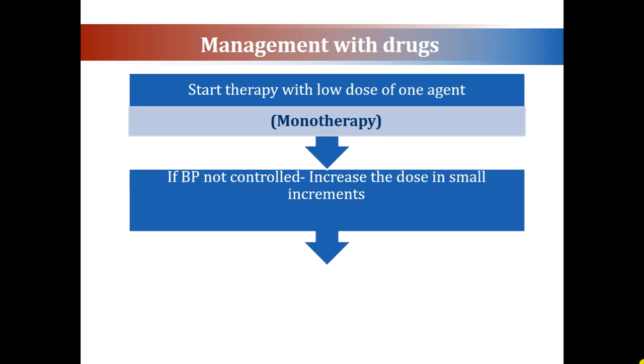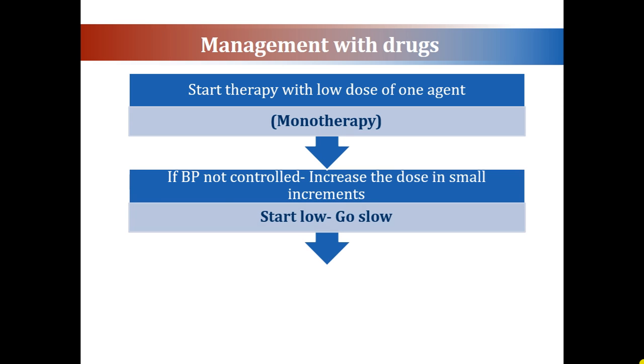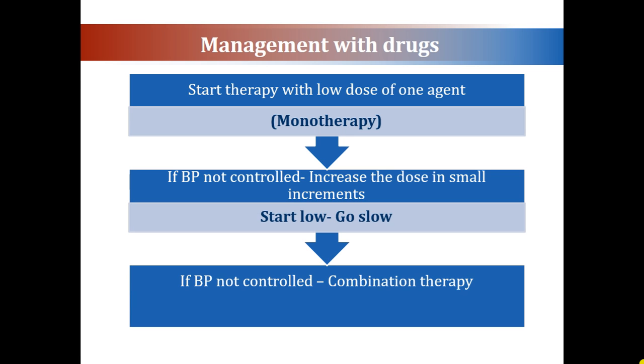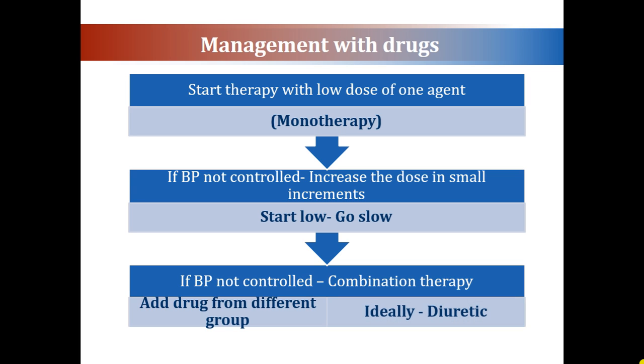If BP is not controlled, then increase the dose in small increments. That is, start low and go slow. If blood pressure is still not controlled, then you implement combination therapy. Add a drug from a different group which is synergistic. Ideally, one of the drugs in the combination should be a diuretic.